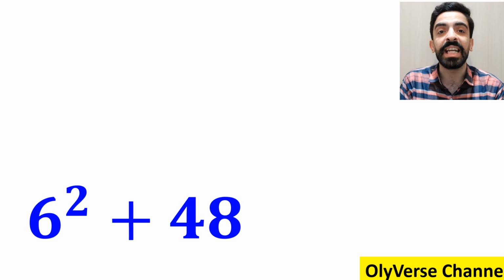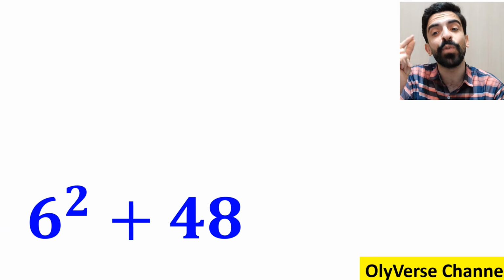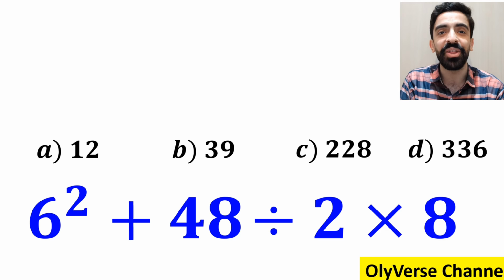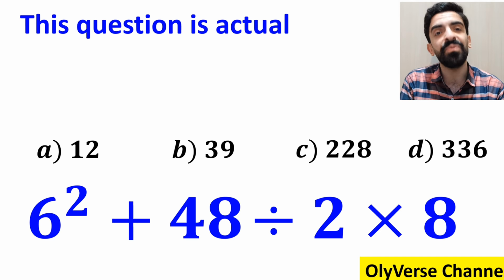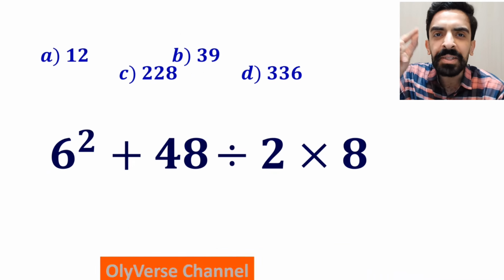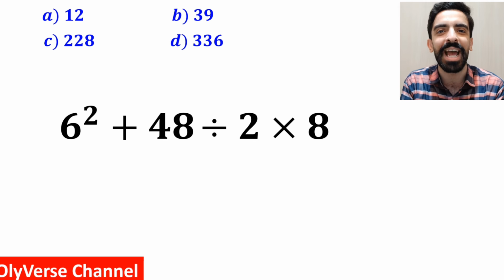What is the value of the expression 6 squared plus 48 divided by 2 times 8? Which option do you think is the correct answer to this question? This expression is actually very easy, but it tricks 99% of people. Let's dive in and break it down step by step together.